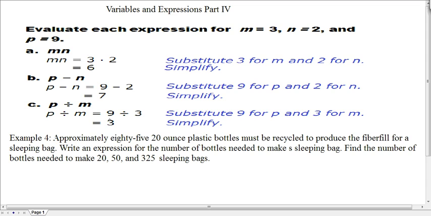And the last expression that you had to evaluate was p divided by m. So of course, again, substituting 9 for p, as the instructions ask us to do, and 3 for m, we divide 9 by 3 and simplify to 3. Okay, absolutely outstanding. So let's move on to a real world application.